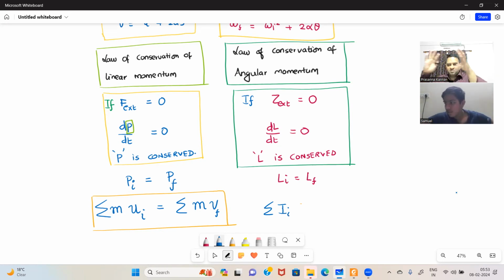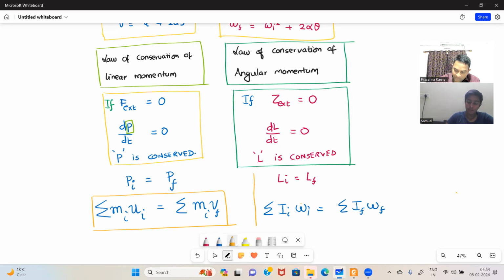Suppose you have 3, because it's a rigid body. We're not talking about a single particle, we're talking about a group of particles. So it is I, because mass also could be different for different particles. So if you want, you can include Mi also here. Only thing is, the masses will be the same on both sides. Mass will not change. But for individual particles, it will be different. So I into omega I, that is equal to Sigma IF omega F.